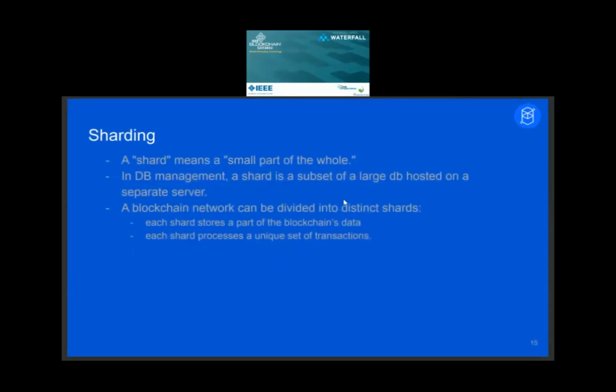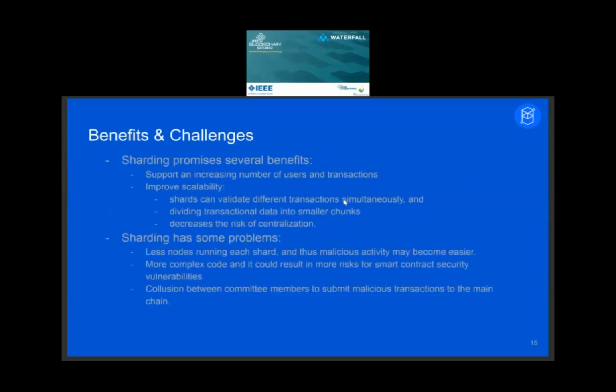Sharding is a common term and well-studied research in database management. A shard is a subset of a large DB hosted on a separate trusted server. When applied to blockchain, a blockchain network can be divided into distinct shards, and each shard stores a part of the blockchain data, and each processes a unique set of transactions. Sharding has several benefits, and it also brings a few challenges.